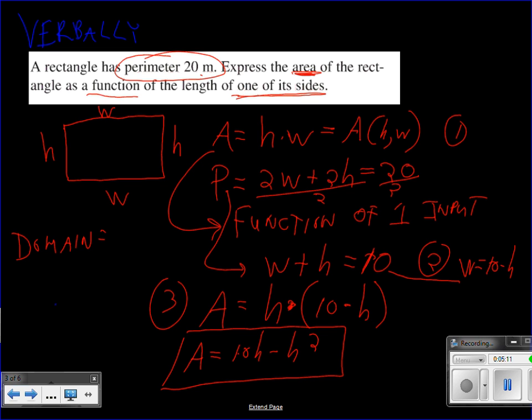The domain. Well, if you go back to the real problem, certainly the height has to be positive, greater than 0. I can't have a height of -2. It doesn't make sense in the physical world. So I'd say h, and I can't have it be equal to 0 or it's not a constant. So I'd say h is less than 0. Okay, now the range, I'd have to do a little more work on this.